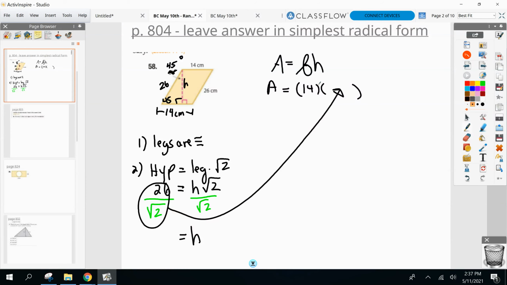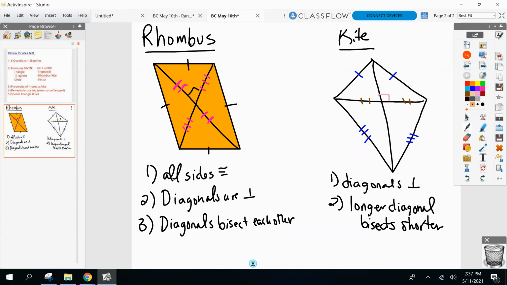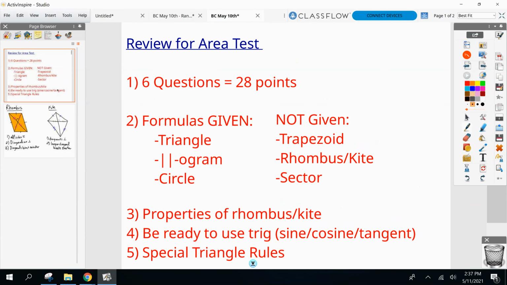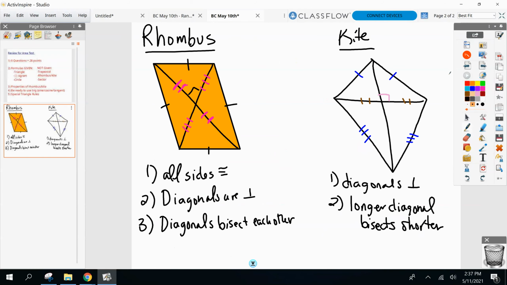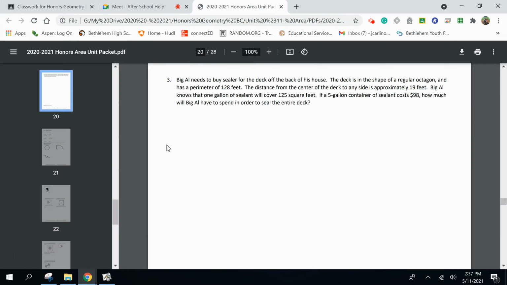Other questions, comments? Can you do a question where we have to leave something in simplest radical form? Sure. I'm trying to think, where can I? If I do ask that, it's definitely going to be something like a 30, 60, 90 or 45, 45, 90. Let me go back to the packet.